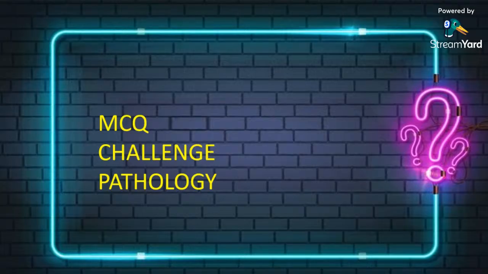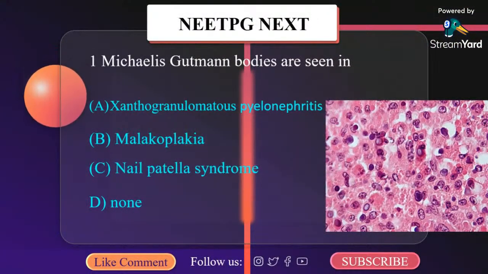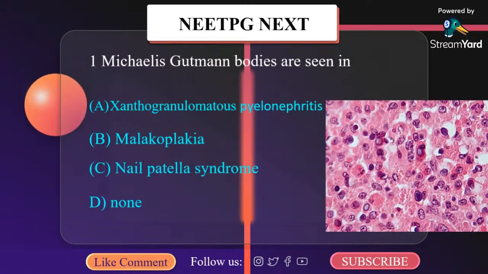Today we are going to do the pathology challenge. Let's begin with the first question. Michaelis-Gutmann bodies are seen in A. Xanthogranulomatous pyelonephritis, B. Malakoplakia, C. Nail-patella syndrome, D. None.